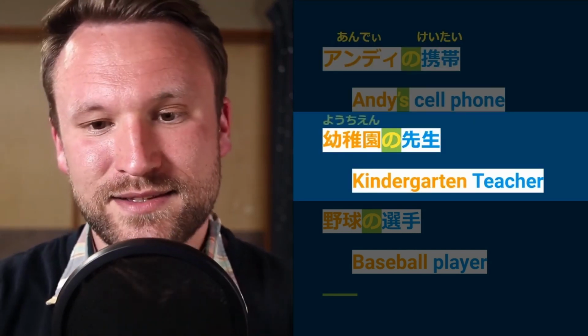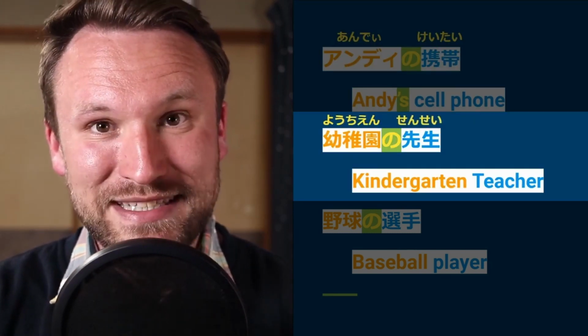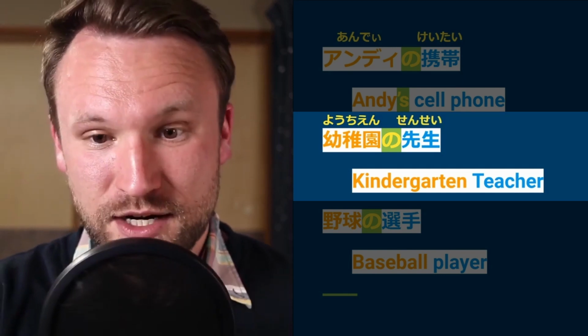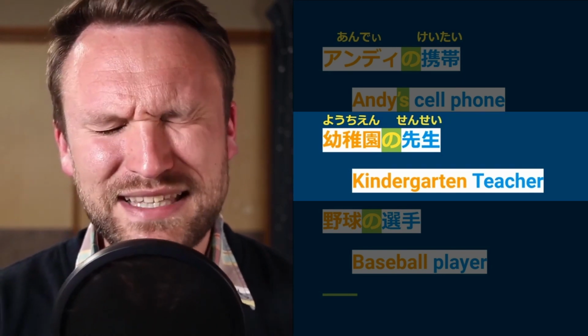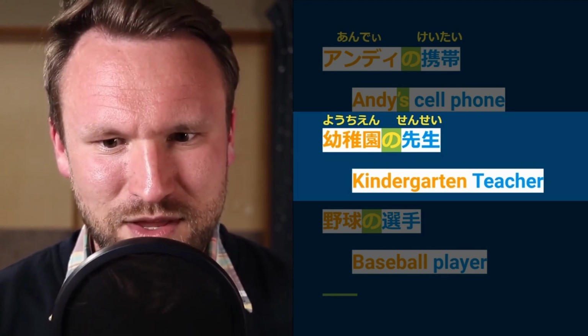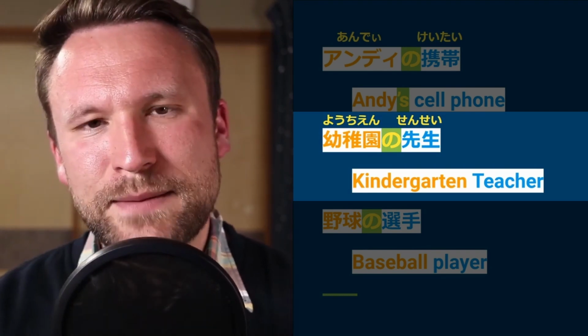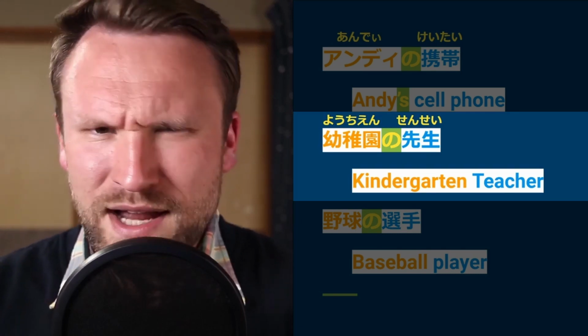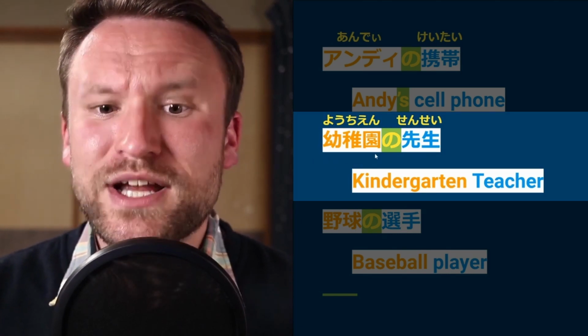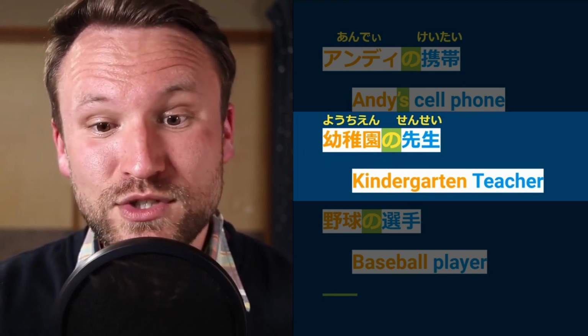But in our next sentence, youchien no sensei. Youchien is kindergarten. Sensei is a teacher. So kindergarten teacher. Now this is not the possessive. It's similar, but it's not the possessive like we think of it in English. It's describing more about noun B. Noun B in this situation is sensei. And what kind of teacher? Let's talk about it more. Well, they're a kindergarten teacher. So we say youchien no sensei.